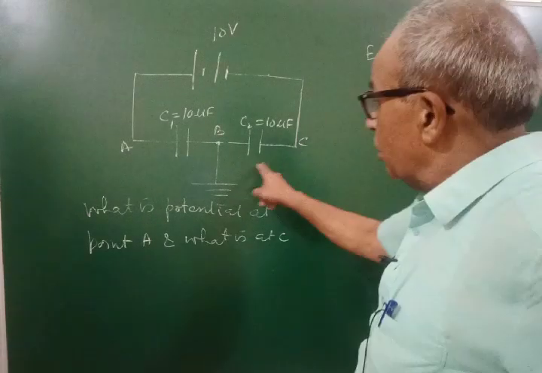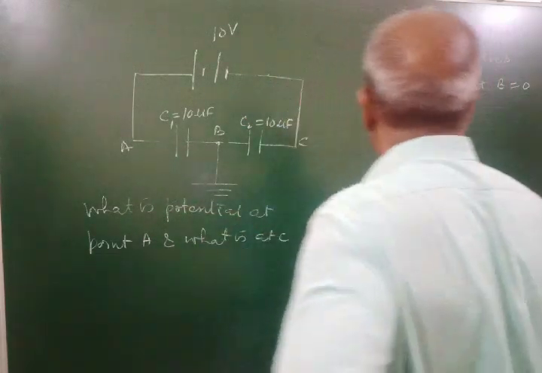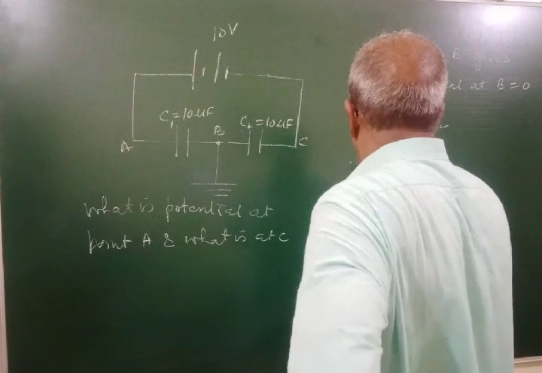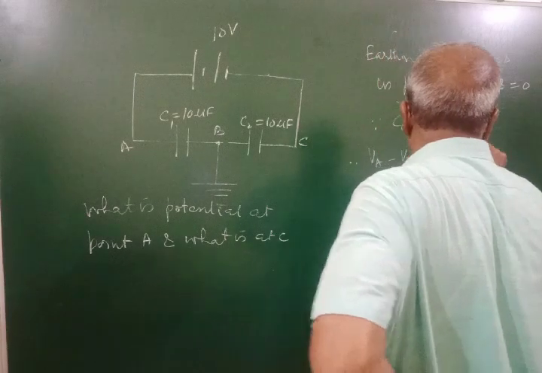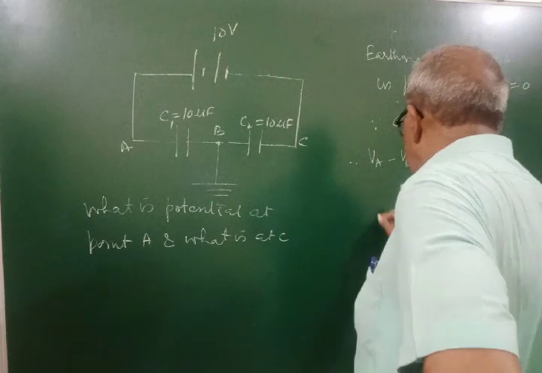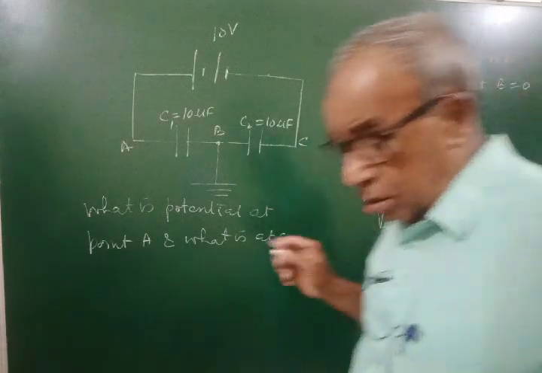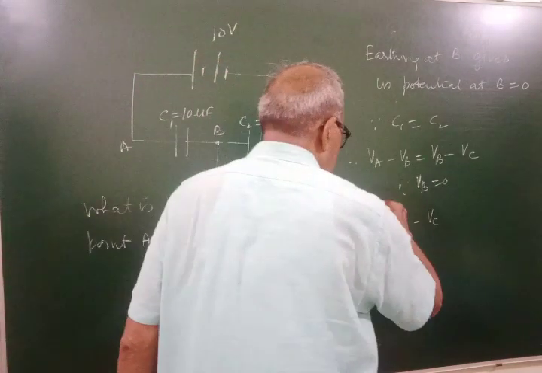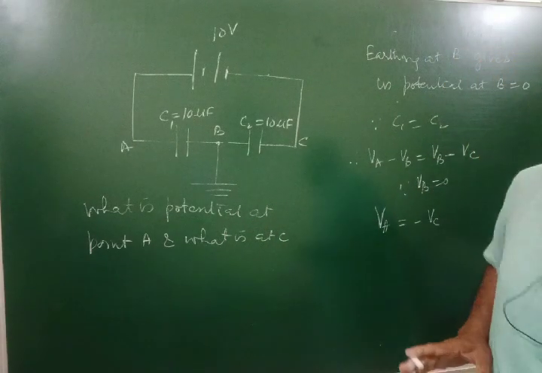And you know, for equal capacitors in series, potential gets divided equally. Since C1 equals C2, VA minus VB equals VB minus VC. Since VB is 0, VA equals minus VC. Please listen carefully to what I am telling. This question I have seen to be proving very difficult for students and even teachers.